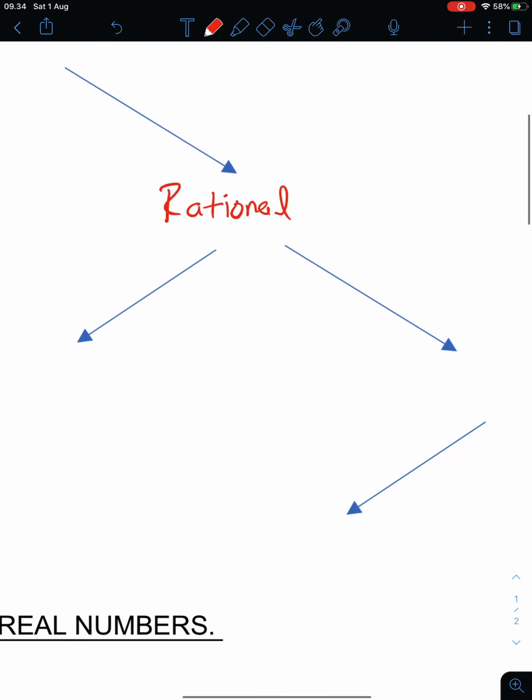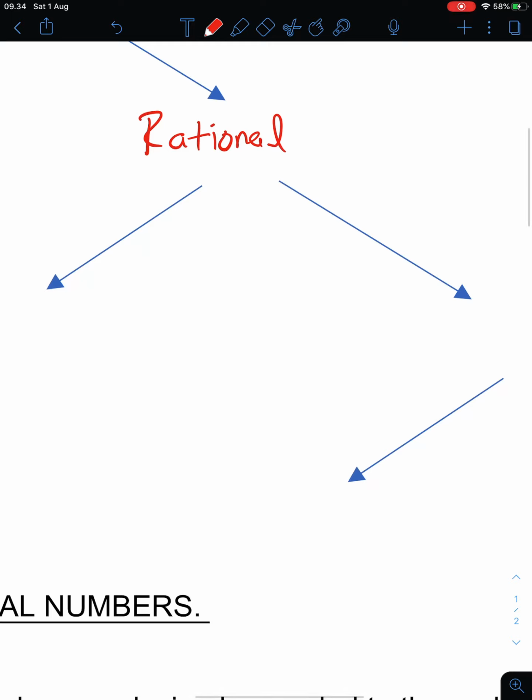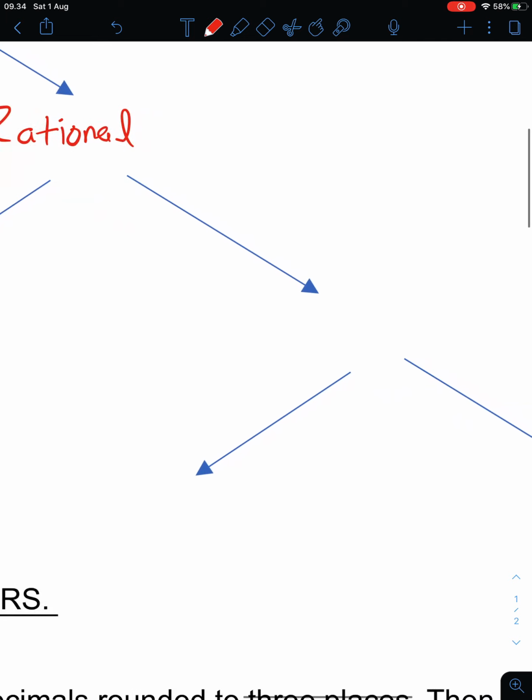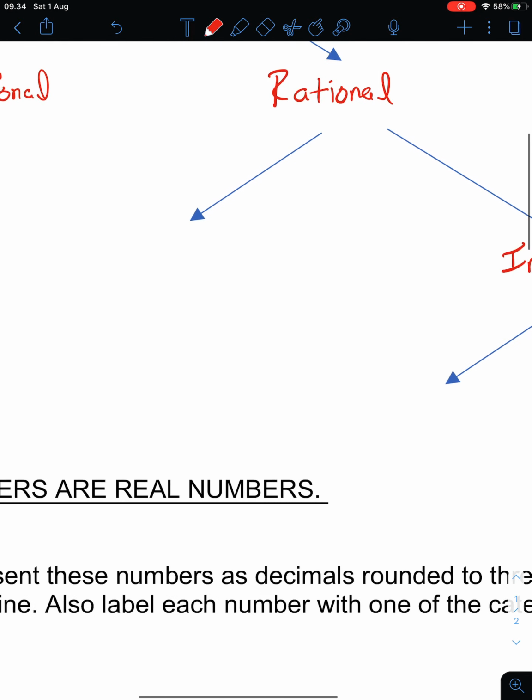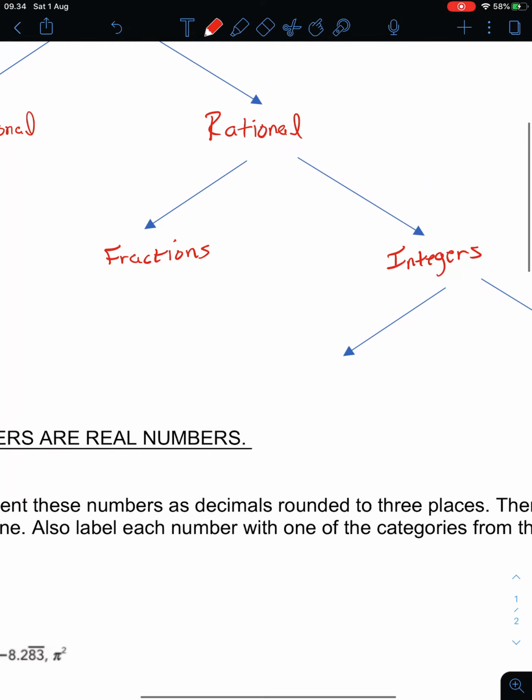Okay? So let's zoom in on rational then. All rational numbers are either integers or they're non-integers. And non-integer rational numbers are fractions. So rational numbers are either integers or fractions. I'm gonna put in parentheses here, non-integers. Because integers can sometimes be fractions too.